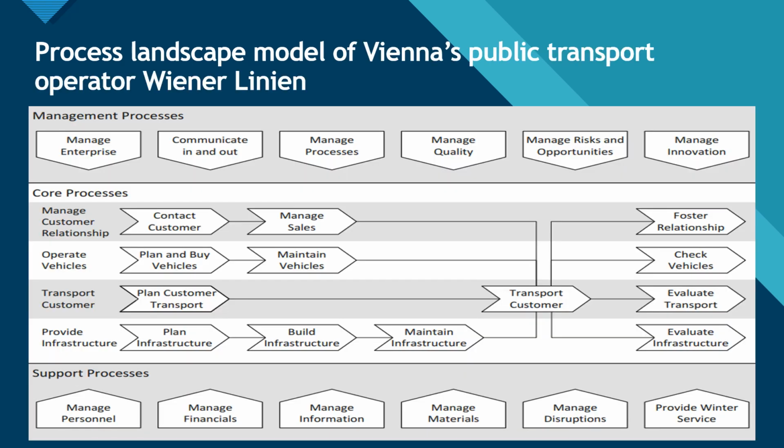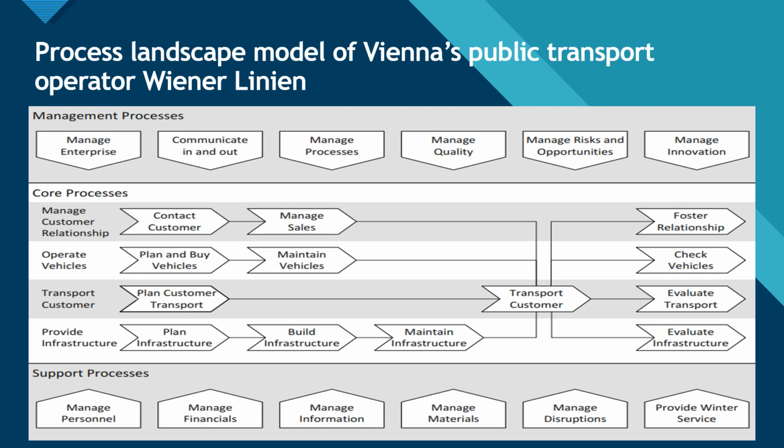So here we can see Vienna's public transport operator, Wiener Linien. The processes are divided into three: the management processes, the core processes, and the support processes. The management processes include manage the enterprise, communicate in and out, manage processes, manage quality, manage risks and opportunities, and manage innovation. In the support processes, we have manage personnel, manage financials, manage information, materials, disruptions, and provide winter service. These are the support services.